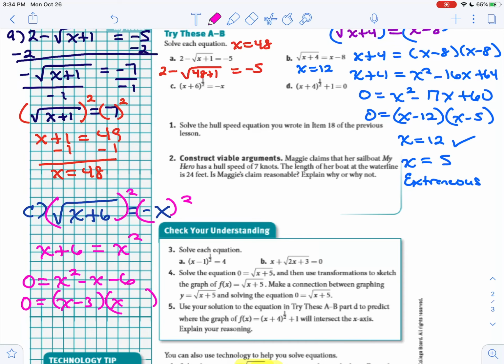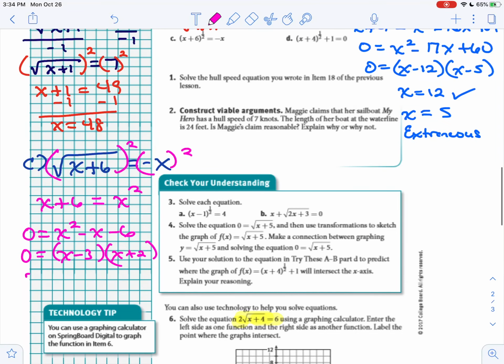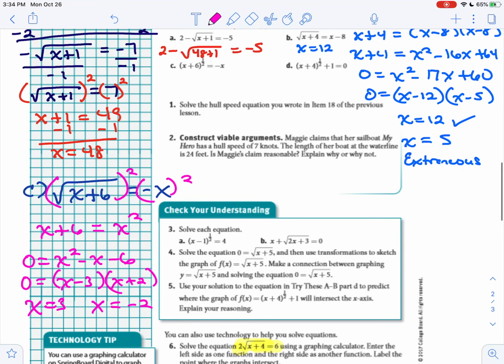We'll set it equal to 0, x squared minus x minus 6. And when we factor, we get -3, positive 2. I'll double check that. -3x, positive 2x. Looks good. So again, two solutions. X equals 3, x equals -2. We do want to check them both.